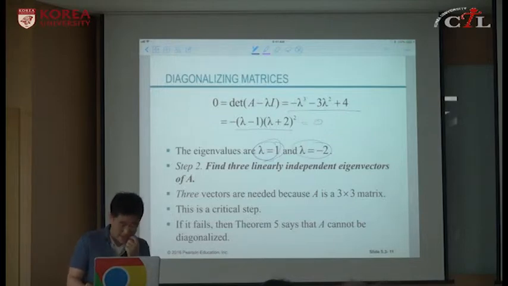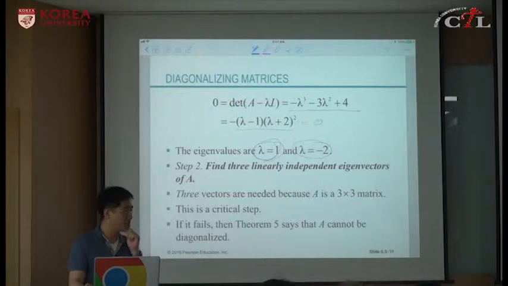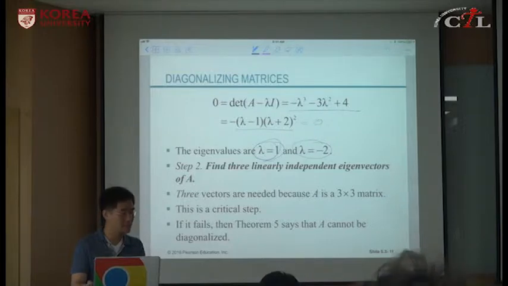Okay, so you can find the maximum possible number of linearly independent eigenvectors from each of your eigenvalues, right? That's when your matrix is diagonalizable. In this case, lambda has the solutions 1 and negative 2, and their algebraic multiplicities are 1 and 2, right? Because this lambda plus 2 is squared.